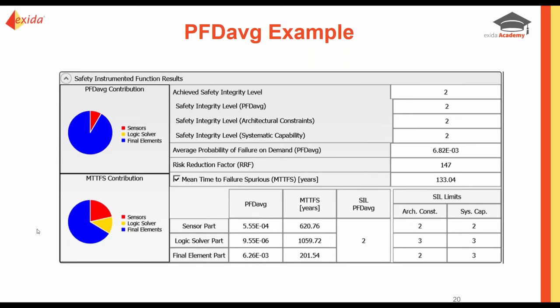As you can see here, for the sensor, logic solver and final elements, we also break that apart for the PFDavg on just their portions of the SIF. And you can see in the pie graph that most of our PFDavg is taken up by the final elements. But that's kind of what you should expect. Your valves, solenoids, actuators, they're not smart devices. They're simple mechanical devices, so they take up a bunch of your PFDavg.